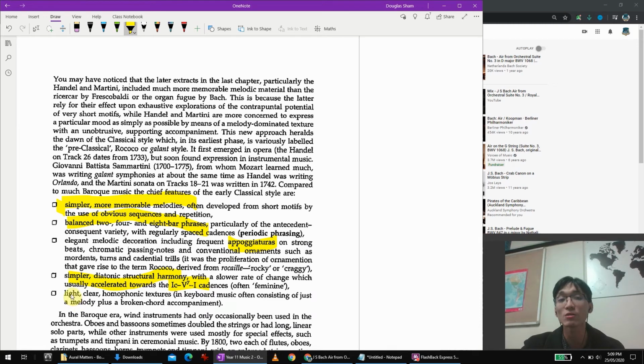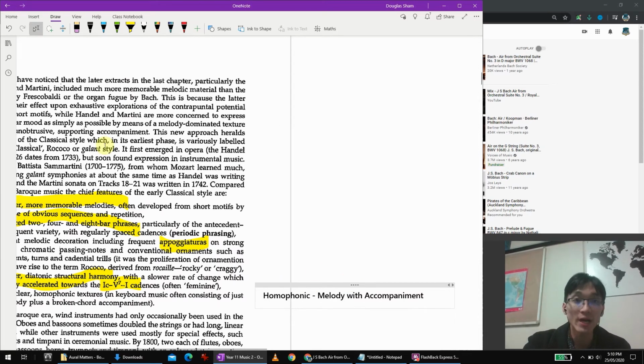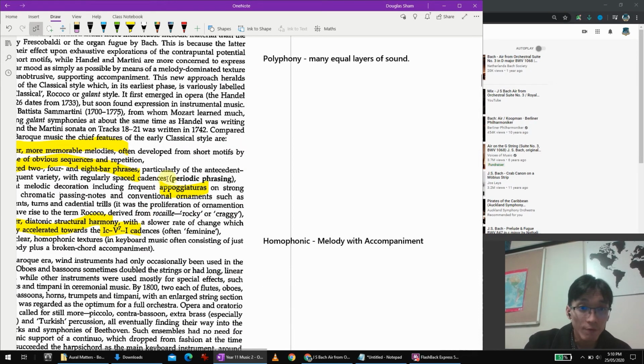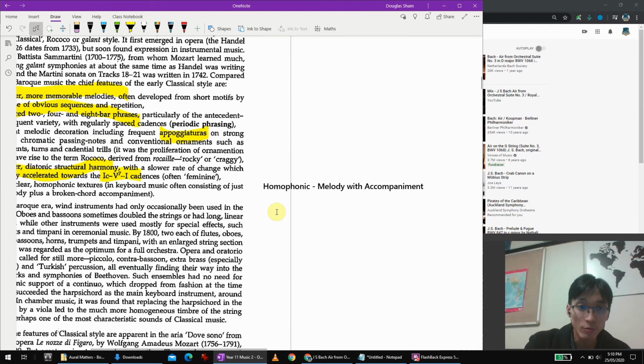And finally, it was generally lighter with a homophonic texture, which means there is a melody with accompaniment. I'll just write some important points here that you need to know. Homophonic is melody with accompaniment, whereas polyphony in the Baroque period is many equal layers of sounds. So often a couple of melodies were happening at the same time, which made it sound much more complex. Okay, there were a few other things I wanted to go through, but let's move on.